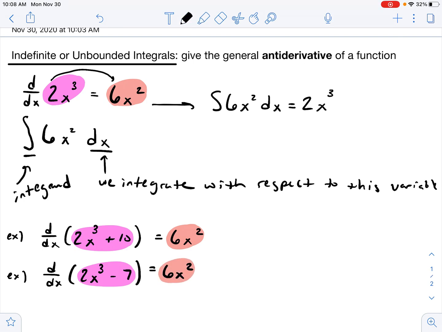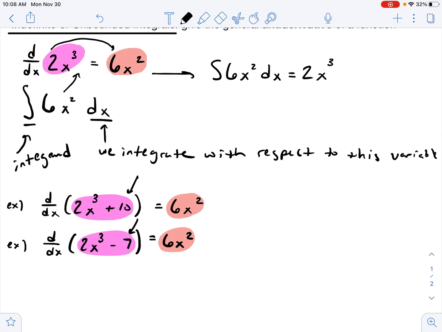So what's the difference between the things that I've highlighted in pink? It's really just this constant at the end. Up at the first example, there was no constant. I had a plus 10 or a minus 7 in the second and third examples, right? And when we take the derivative of those constants, they go away. Well, this is one thing we need to account for when we integrate.